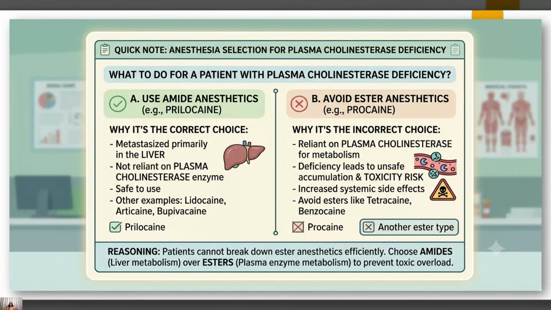If a patient has a deficiency in this enzyme, administering esters can lead to toxic systemic accumulation. To avoid severe toxicity, you must choose an amide-type local anesthetic which is metabolized primarily in the liver. So prilocaine is an amide local anesthetic, making it safe for these patients. Avoid all ester anesthetics like procaine, tetracaine, benzocaine here in this situation.